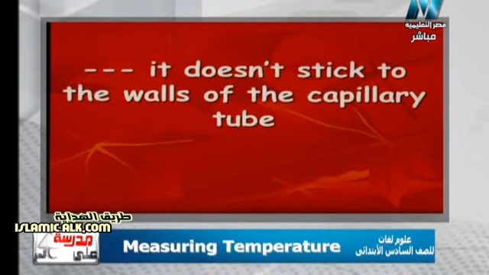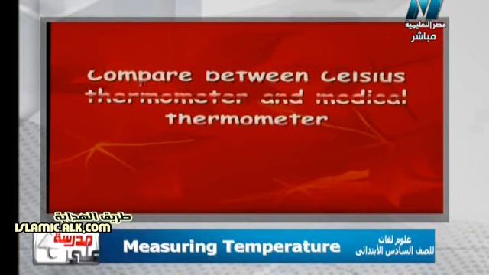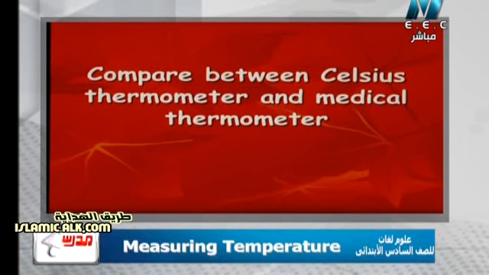Number four, it doesn't stick to the walls of the capillary tube. It doesn't stick to the glass wall the thermometer is made of, so it stays as one mass. It rises up and falls down together. It all rises at once or falls at once; it all expands at once or contracts at once. So mercury is preferred. Why? Because we have many reasons for that. It's a regular expanding material, it's a liquid metal, and so on.